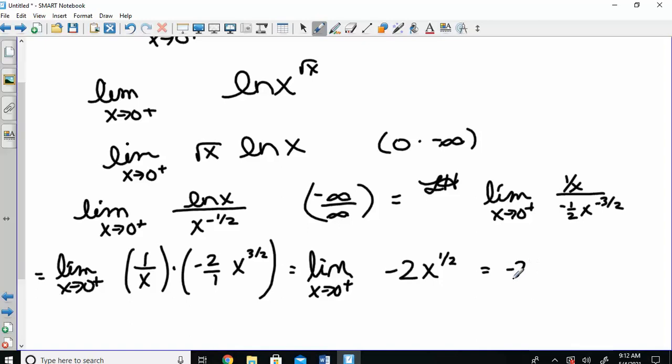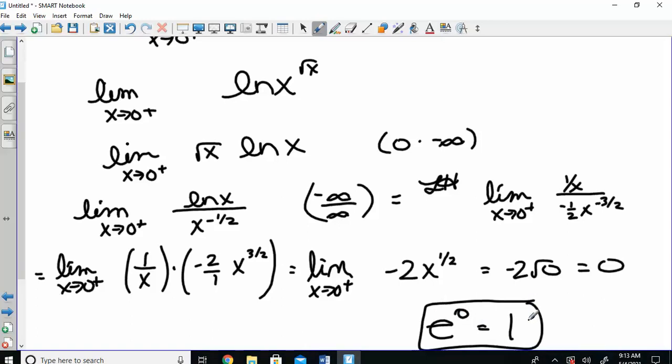You get negative 2 times the square root of 0, which is 0. So my final answer is e to the 0 power, which is 1. So when it was an indeterminate power, you have to add the natural log, and then your final answer is e to that power. Is that okay?